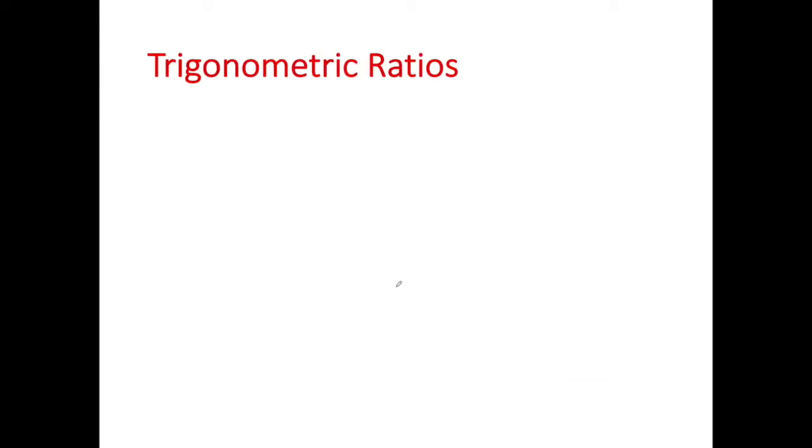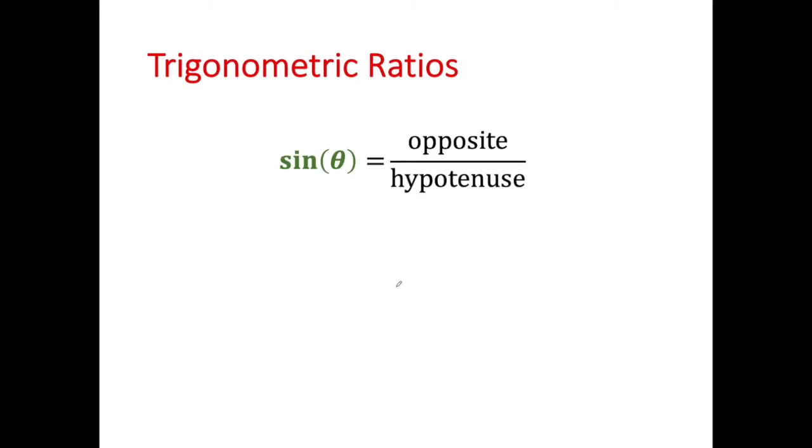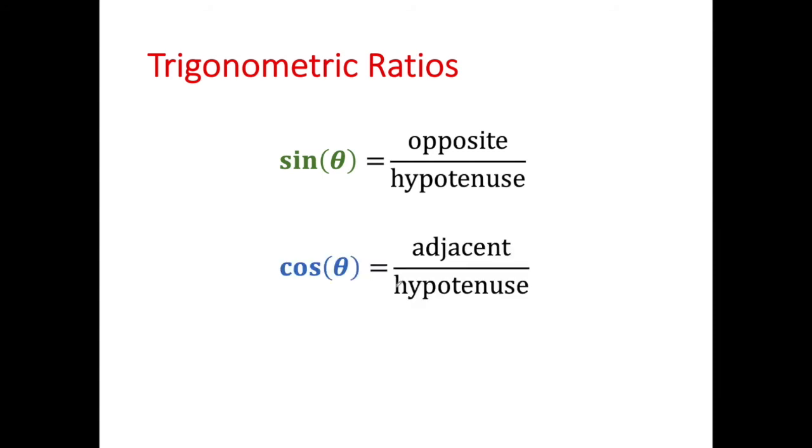Now let's have a look at the trigonometric ratios. There are three ratios that we use: sine, cos, and tan. Sine is the opposite side over the hypotenuse. Cos is adjacent over hypotenuse. And tan is opposite over adjacent. Some people use SOHCAHTOA as a way of remembering. Sine is opposite over hypotenuse, cos adjacent over hypotenuse, tan opposite over adjacent. They are the three ratios that we use in trigonometry.